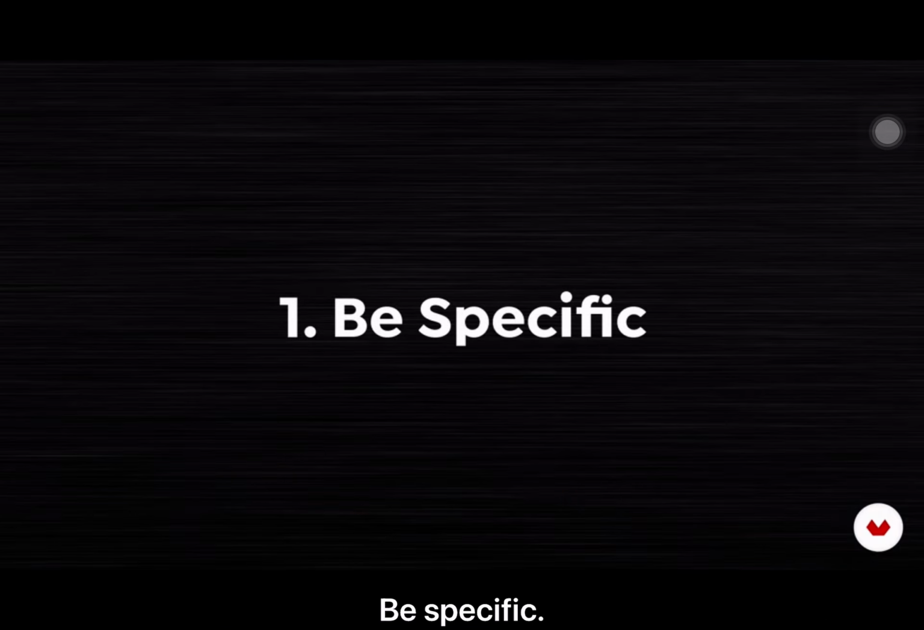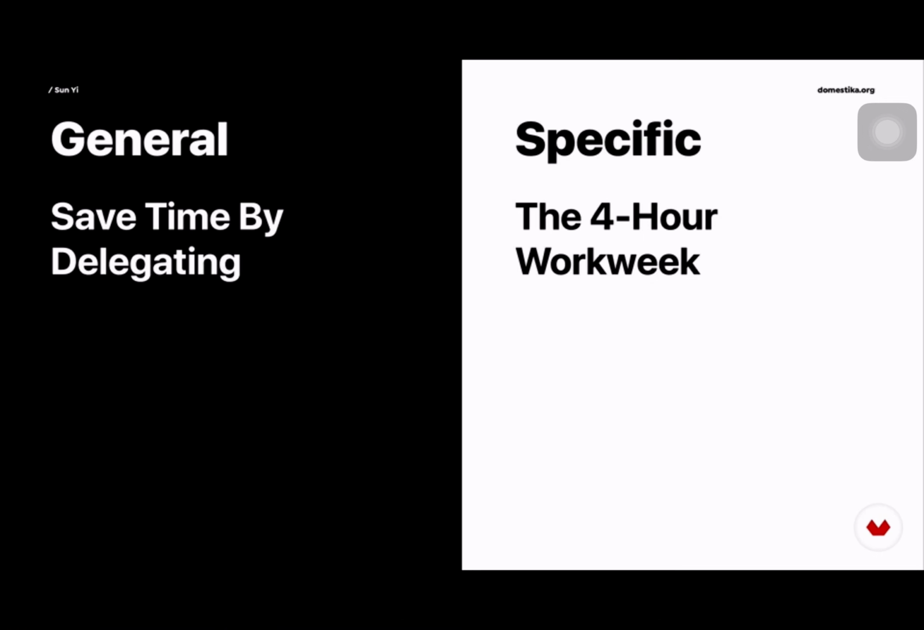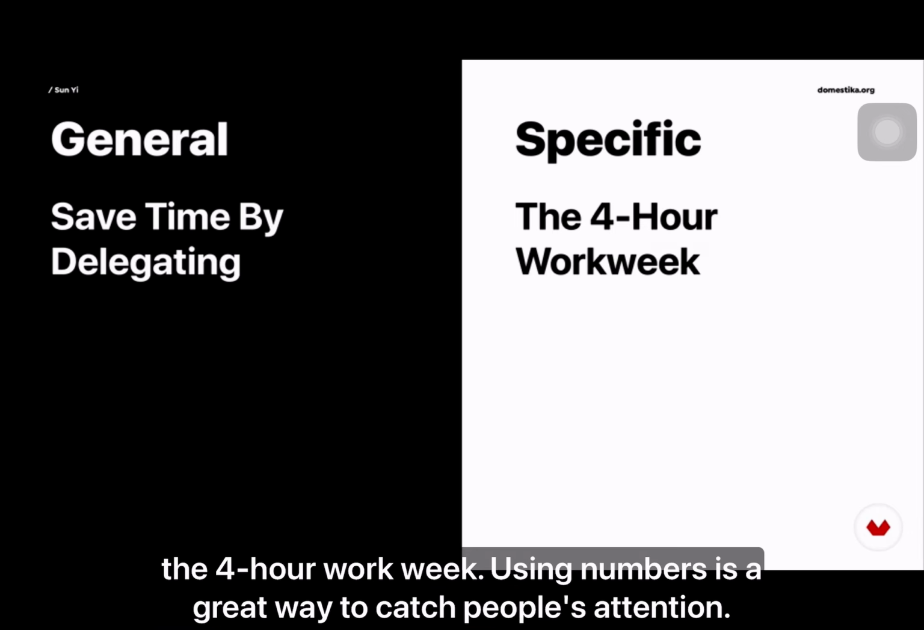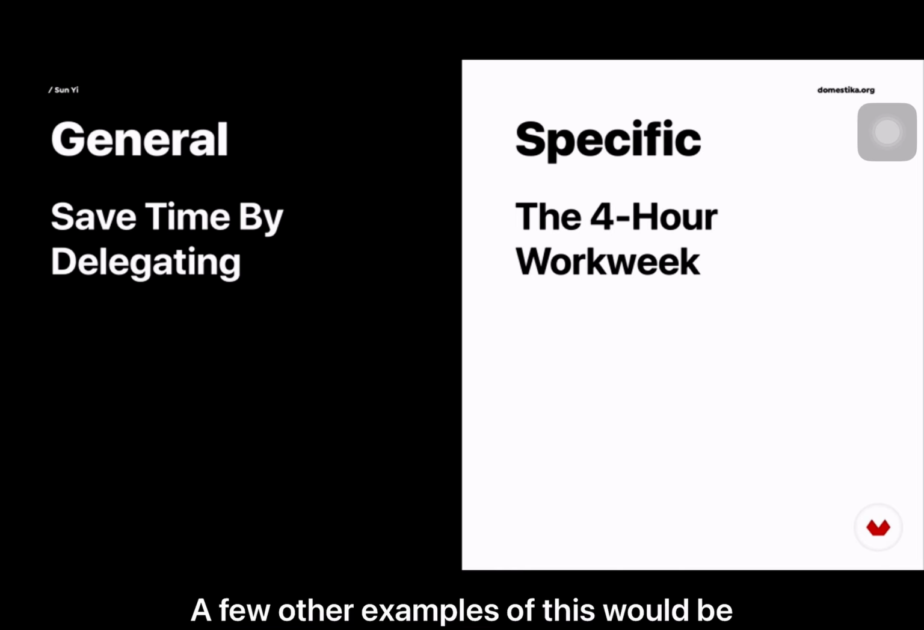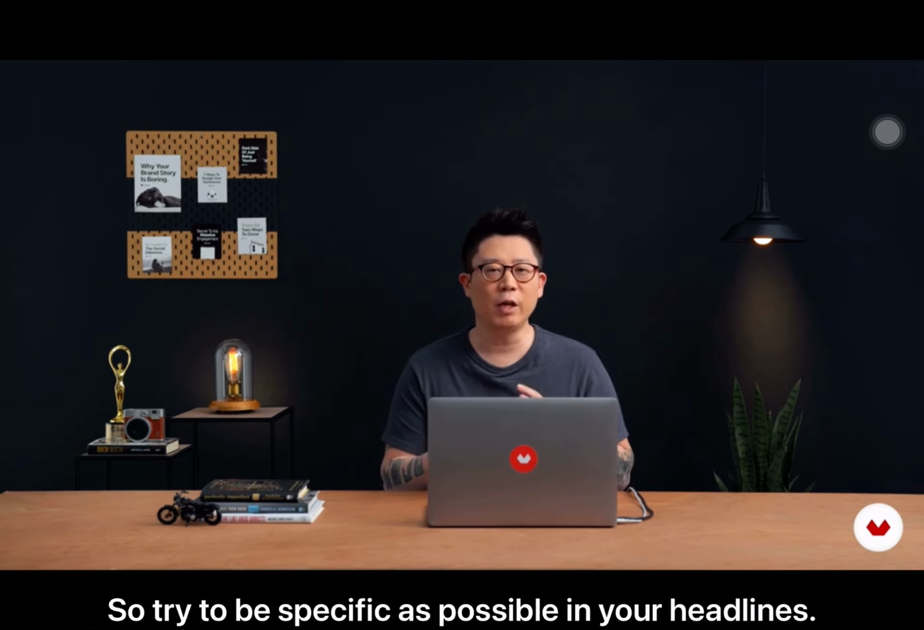First, be specific. Take a look at this example. On the left, you see something general, save time by delegating. On the right, you see something specific, the 4-hour work week. Using numbers is a great way to catch people's attention. A few other examples of this would be 3 books that I love, or 3 steps on doing this. So try to be as specific as possible in your headlines.